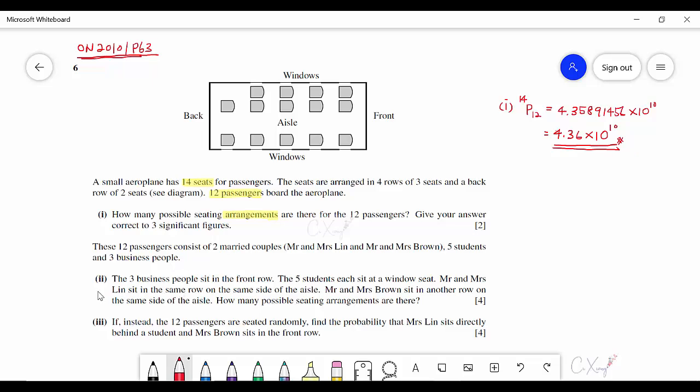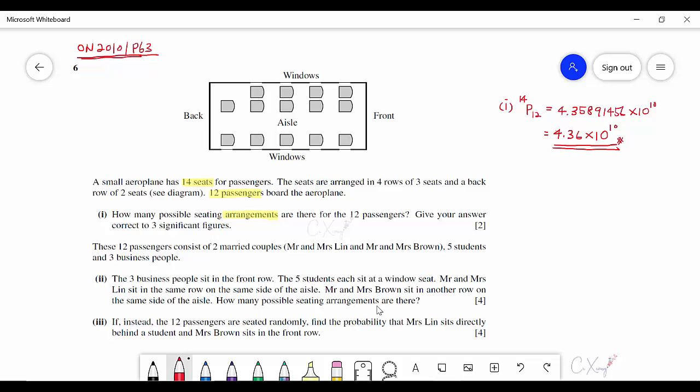So question number 2, part number 2. The 3 business people sit in the front row. So you can see that there are some restrictions already. We must have 3 business people sitting in the front row, 5 students sit at the window seat, and then the couples should be sitting at the same row and also at the same side. So how many possible seating arrangements are there? According to the different groups of people, we are having different restrictions here.